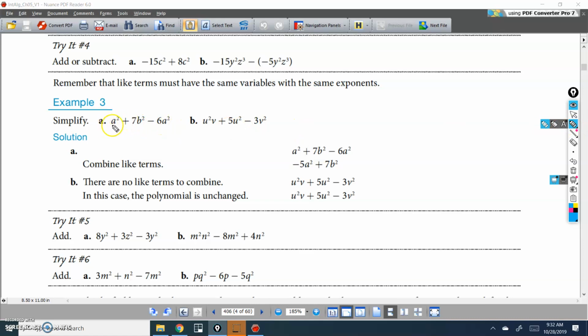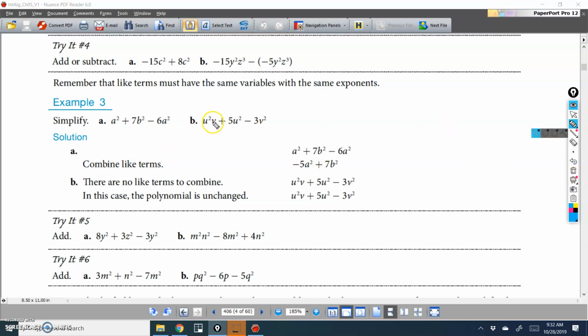So let's look at A and B here. To add these, that's an A squared, that's a B squared, so I can't combine it, but that's another A squared there. So that's a 1A squared, that's a negative 6A squared, so 1 minus 6, that's negative 5A squared. The B squared has nobody to play with, so that just gets to come along for the ride. And that's it. That would be the simplified version of that polynomial.